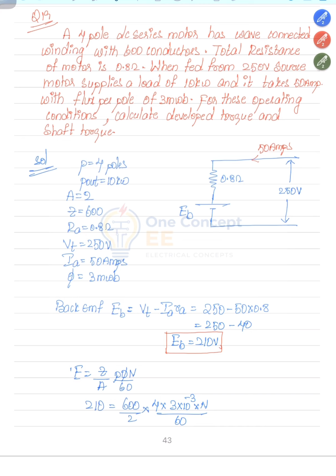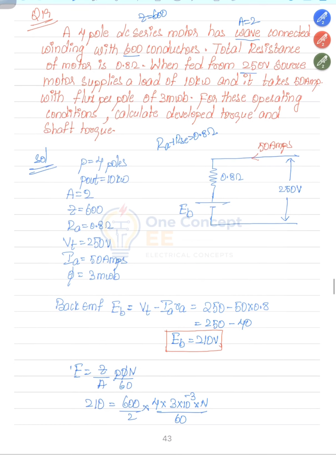Let's solve this question. Here it is given a 4-pole DC series motor. It is a wave connected winding. Wave connected winding means the number of parallel paths will be 2, and the number of conductors is 600, meaning Z equal to 600. And the total resistance of the motor, meaning armature resistance plus series field resistance, will be 0.8 ohm. It is fed from a voltage source of 250 volts, meaning a terminal voltage of 250 volts. And the motor supplies a load of 10 kilowatt.